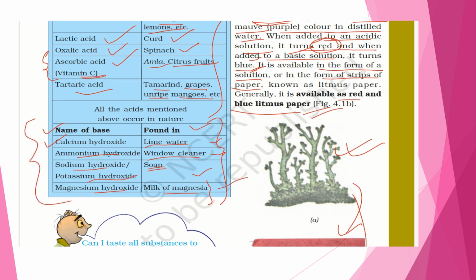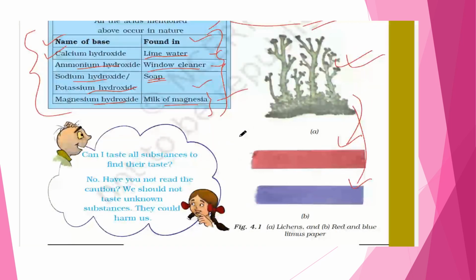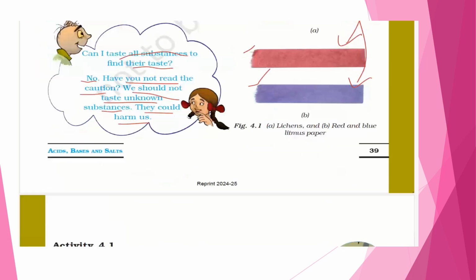Okay, so now Boojo is asking, can I taste all the substances? Paheli is telling, no, have you not read the caution? We should not taste unknown substances. They can harm us, right? So like that only, we can use these indicators to test whether a substance is acidic or basic. We should not taste it by eating it or putting it on our tongue.